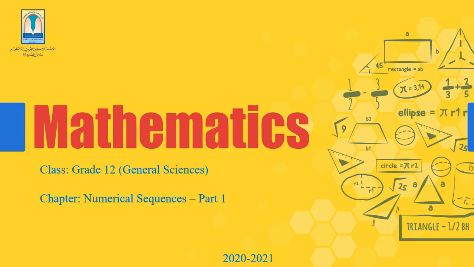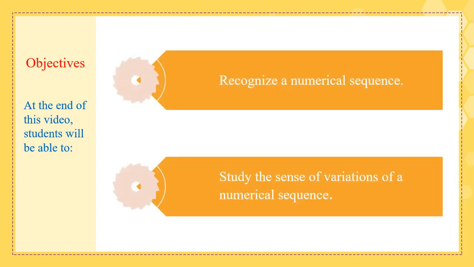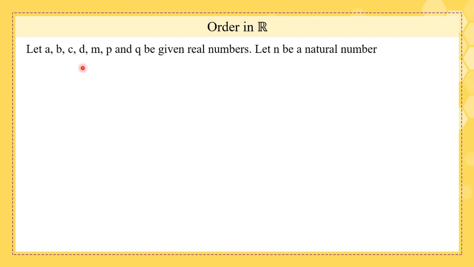Today we're going to talk about numerical sequences. Before we talk about numerical sequences, let's remember together some formulas which are related to order in R. A, B, C, D, M, P, and Q are real numbers and N is a natural number.